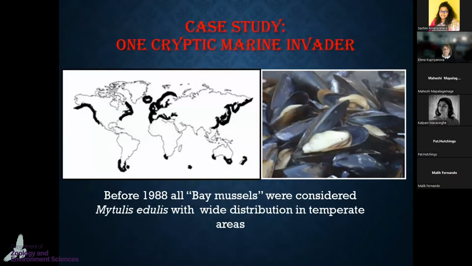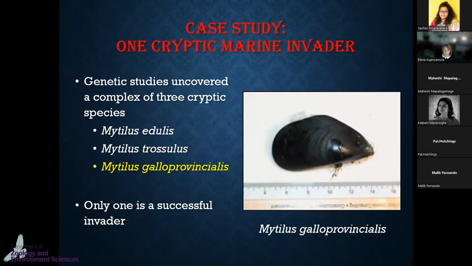Before 1988, all so-called bay mussels were considered Mytilus edulis, with wide distribution in temperate areas, so black areas. This is a mussel. However, the genetic studies combined with classical taxonomic approaches were able to resolve this species complex. And genetic studies uncovered the complex of 3 cryptic species, but only one of them, Mytilus galloprovincialis, was a successful invader.